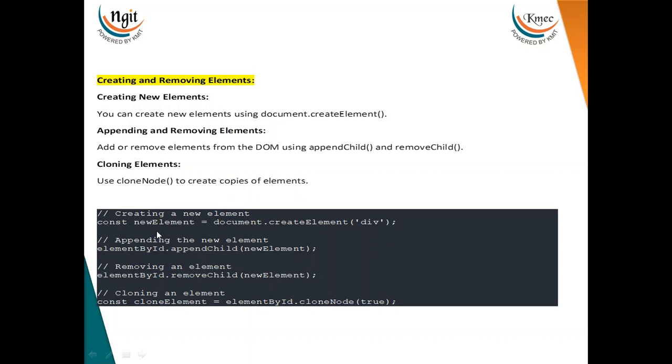Creating a new element, here I have given an example. How are we going to create a new element? In the new element variable, we create a new element called div. It will create a new element with a div tag. Then element by id dot appendChild, the new element is appended here. This new element has to be added. And you can remove an existing element using removeChild with the element. Cloning an element: when you set cloneNode to true, the element will be cloned into the clone element.